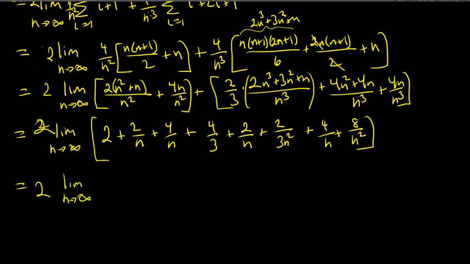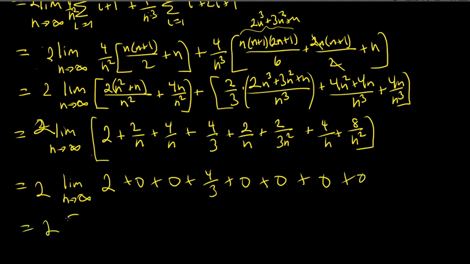So now taking the limit should be pretty easy. What do we get? We get 2 plus 0 plus 0 plus 4/3 plus 0 plus 0 plus 0 plus 0. So 2 plus 4/3 is 10/3. And then when you multiply by 2, you get 20 over 3.